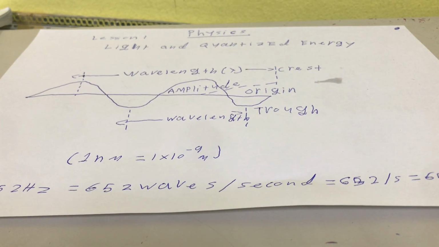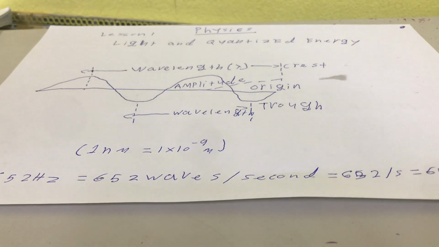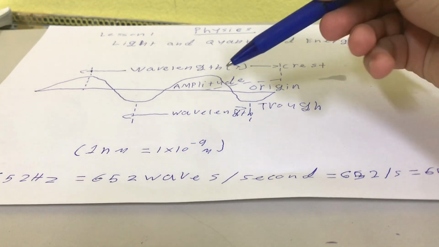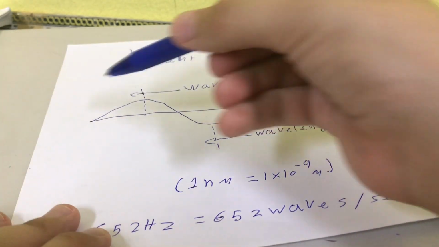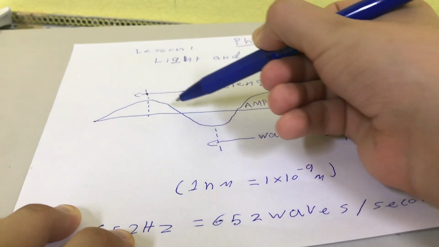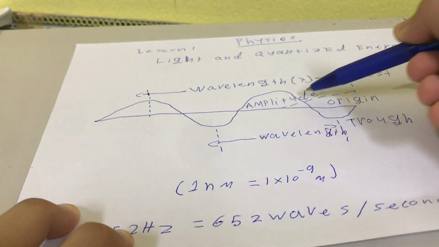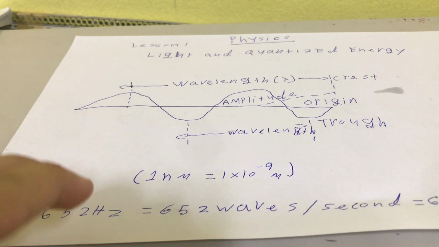And the crest here. Crest is the highest top in the wave, and the trough is the lower part in the wave. So here we have a wavelength, and here a wavelength. And amplitude is this, going increasing and decreasing, increasing and decreasing. This is called the amplitude.